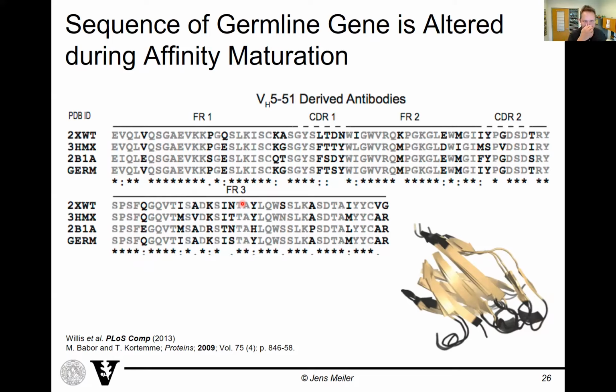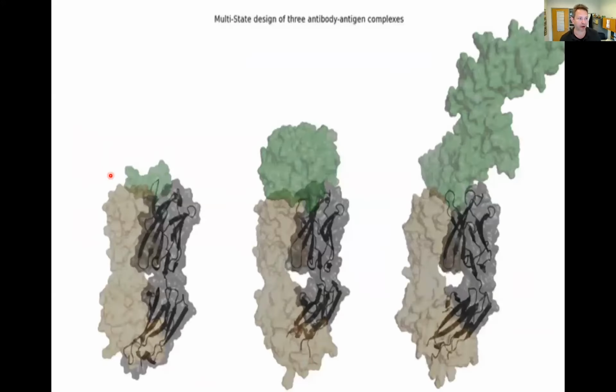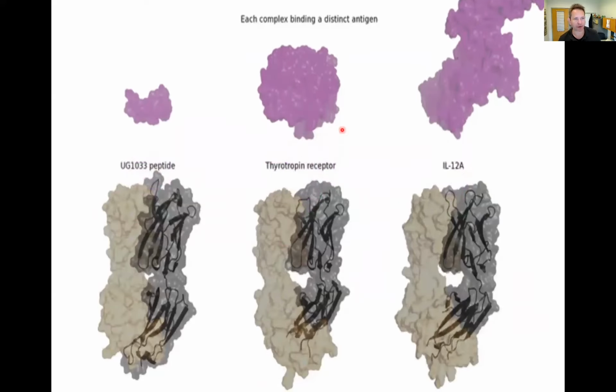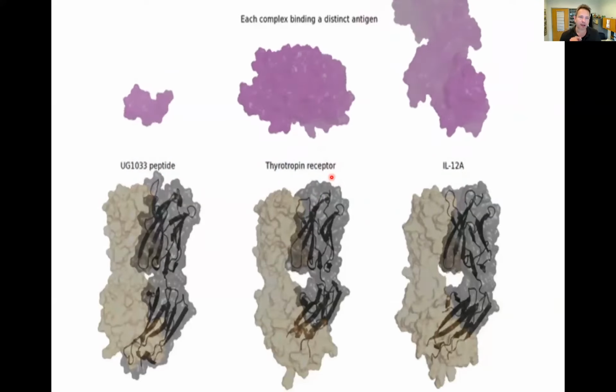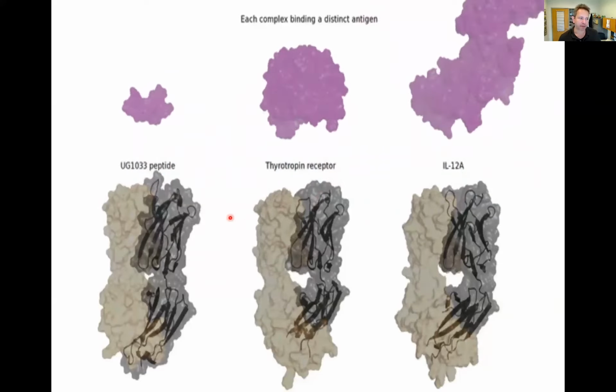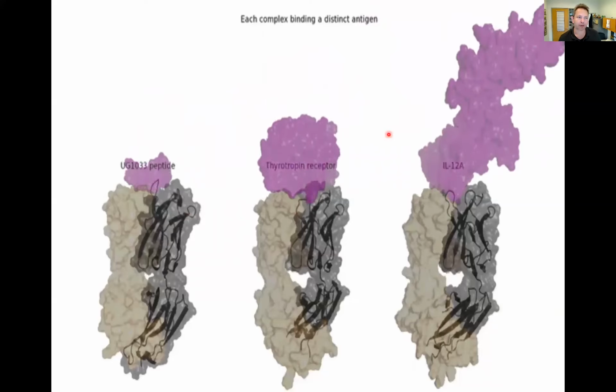What we did here is we took three co-crystal structures of antibodies. These are the PDB codes. We used these three antibodies that were in complex with their target. We see that here, 1, 2, 3 antibodies. They were in complex with very different protein targets. And we tried to engineer a single antibody that binds all of these three targets.